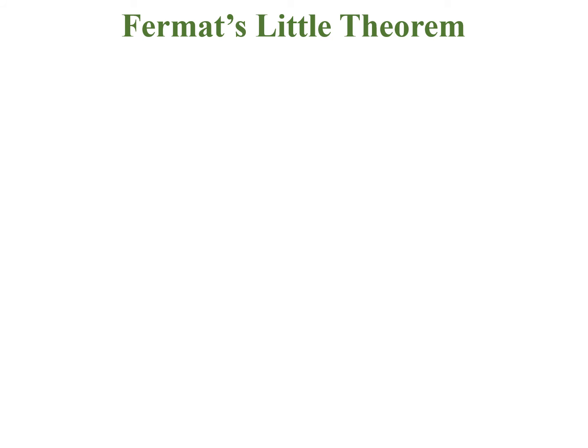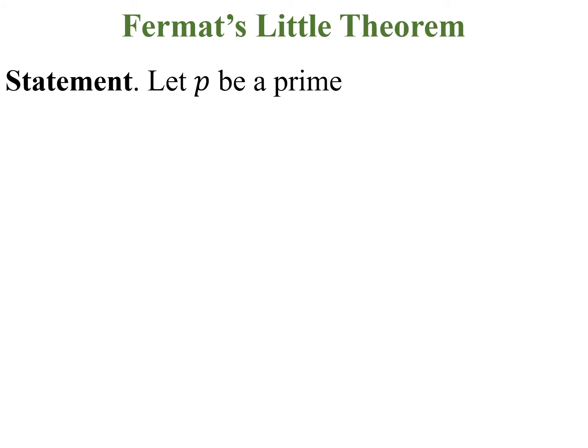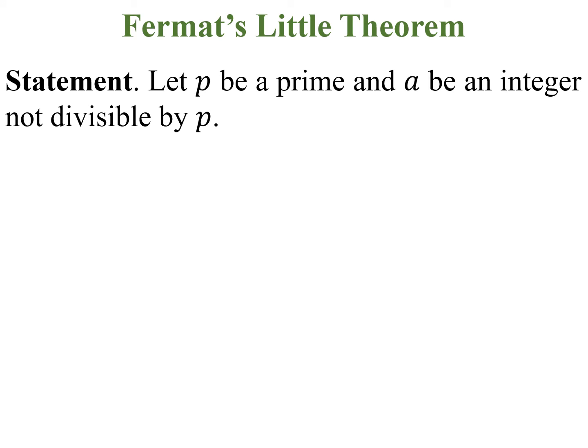Next is Fermat's little theorem. What does it say? The statement is: let P be a prime and A be an integer not divisible by P. A is not divisible by P means A is not a multiple of P. A cannot be 0, P, 2P, 3P, 4P, etc., or minus P, minus 2P, minus 3P, minus 4P, etc. In this way, A is an integer not divisible by P. Then A raised to P minus 1 is congruent to 1 modulo P.